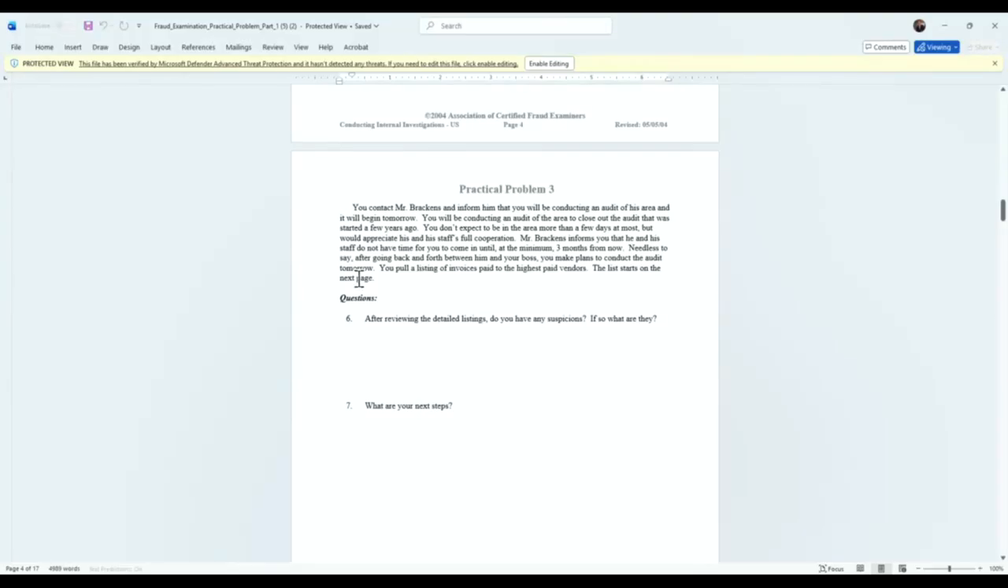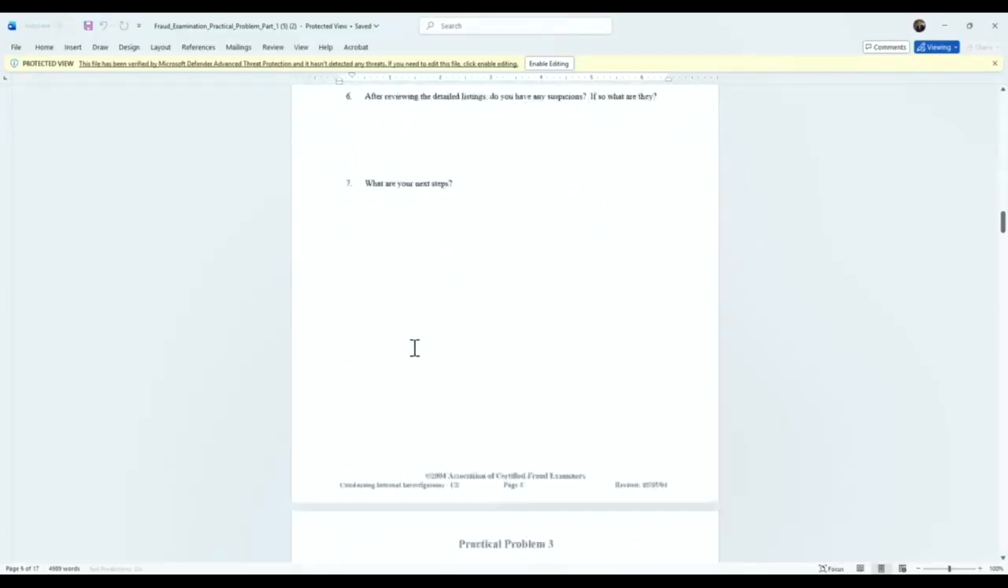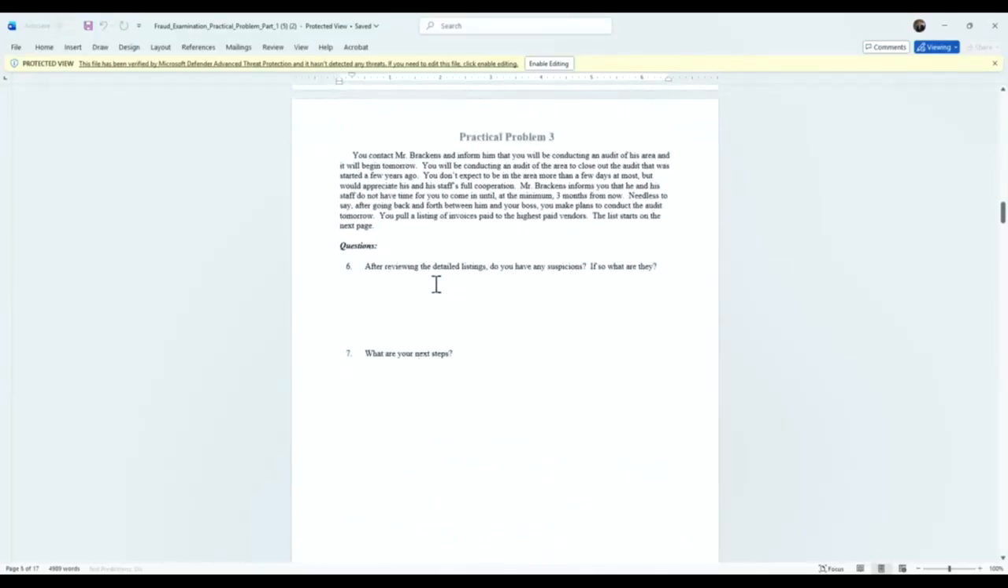Okay. Needless to say, after going back and forth between him and your boss, you make plans to conduct the audit starting tomorrow. You pull a listing of invoices paid to the highest paid vendors on the list. Okay, so you have just 2 questions here. So first paragraph of this third memo would be describing this back and forth with Brackens, because you want to get that documented.